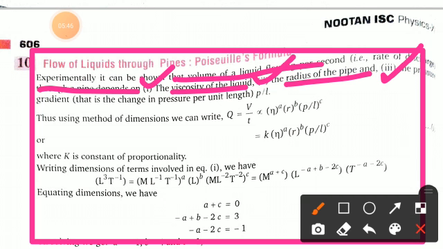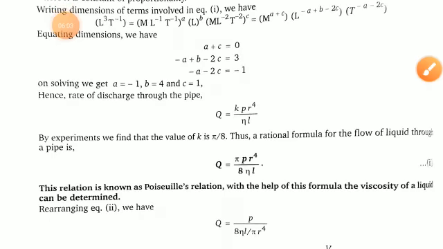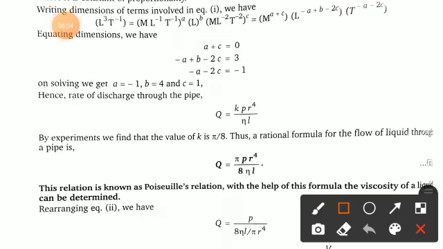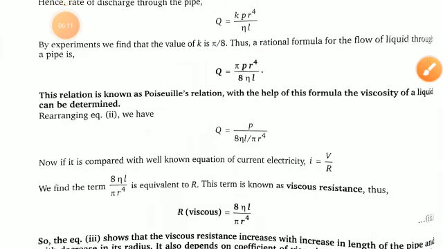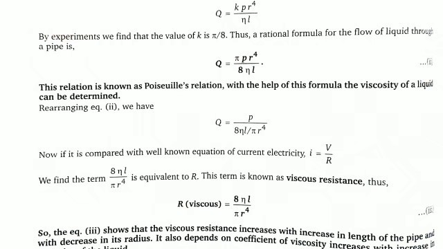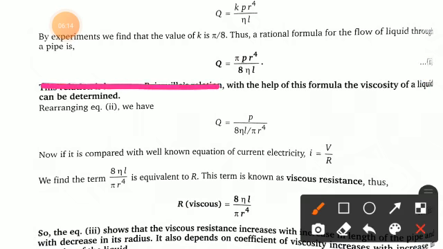Using the method of dimensions, we can write the formula Q = V/t is proportional to these terms, where K is the constant, and after solving all these terms, the relation finally comes out to be: πPr⁴/8ηL. So this is the relation known as the Poiseuille relation. Kindly remember this relation, it is an important one. With the help of this formula, the viscosity of a liquid can be determined.